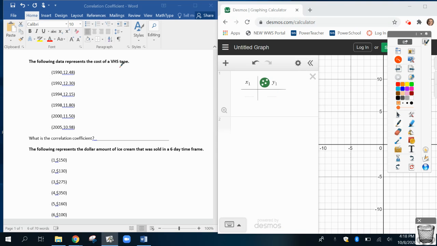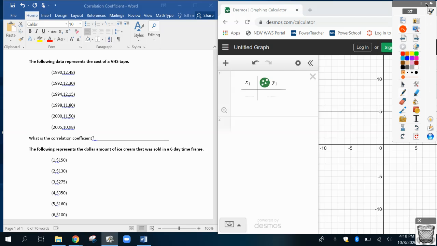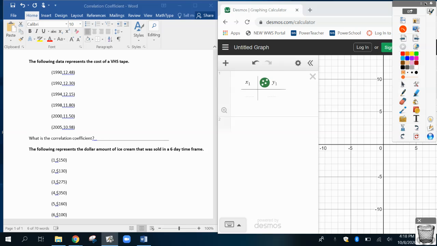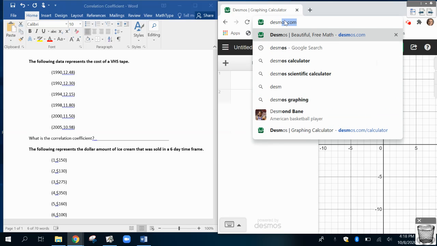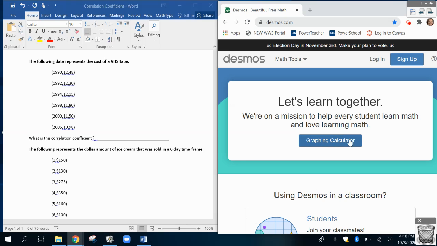I then have some info here. I had linked on Canvas a link to Desmos, which is this graphing calculator, and I also had a link to some data sets. So that's what I have open up here, those data sets as well as the Desmos graphing calculator. When you first go to desmos.com and open up the link, you're just going to get to a page like this. You're going to click on the graphing calculator.